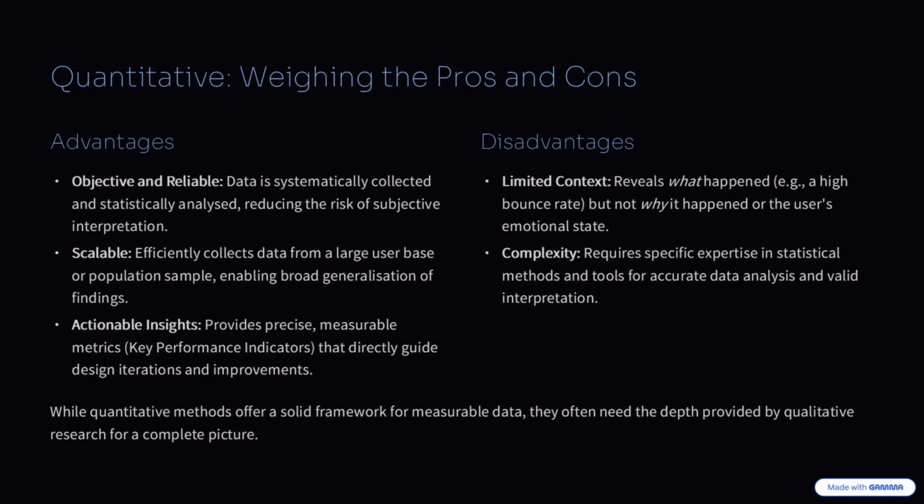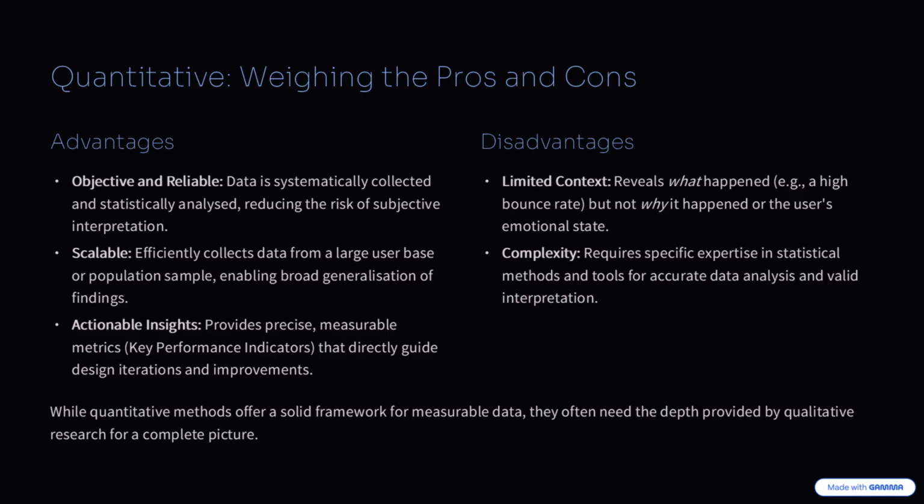But that's the crucial limitation, and it's why quant is only half the story. While it's precise, quantitative research often provides very limited context. The number tells you what happened. The bounce rate is 80%, but it absolutely does not tell you why. Did they leave because the page loaded too slowly? Or maybe the text was confusing. Maybe they just got distracted by their cat walking across the keyboard. The numbers alone just can't tell you that why. Right. And that why is often the most important part.